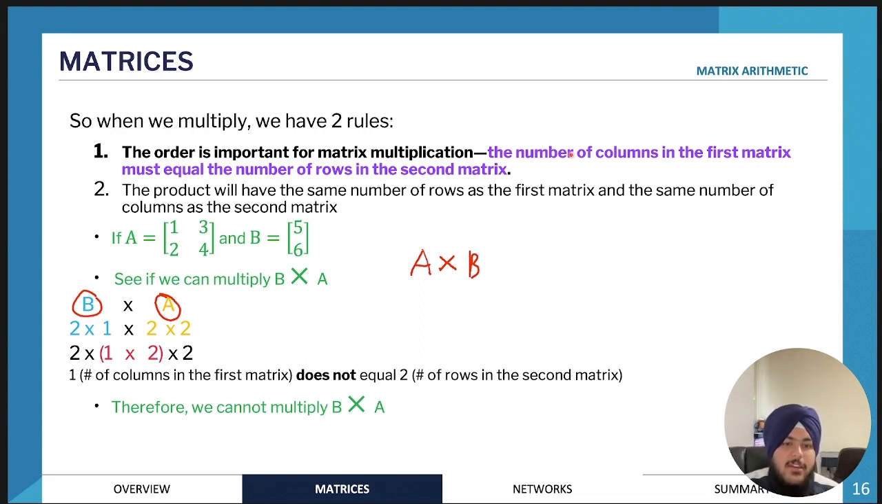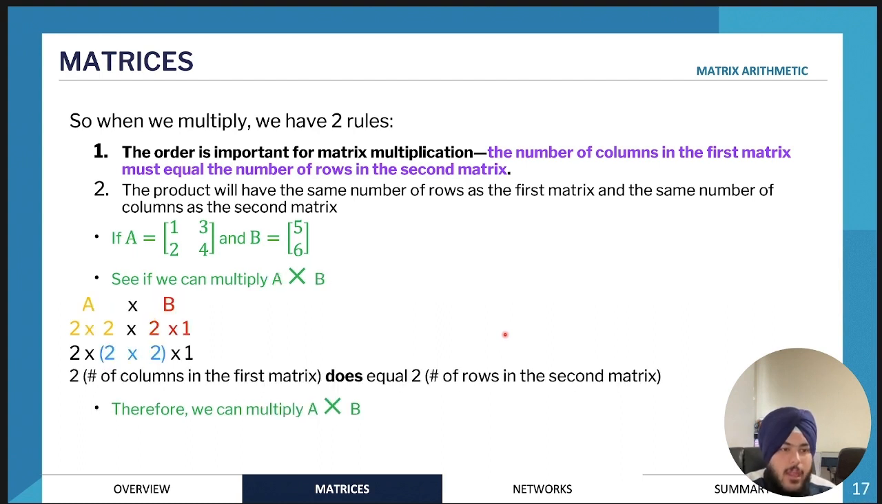That's because the number of columns in matrix B, the first matrix, which is 1, must equal the number of rows in the second matrix, which is 2. If it's not the same, then the matrix multiplication cannot be performed. So that's the first rule.